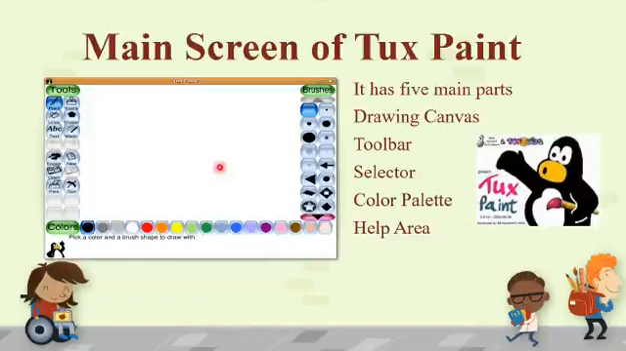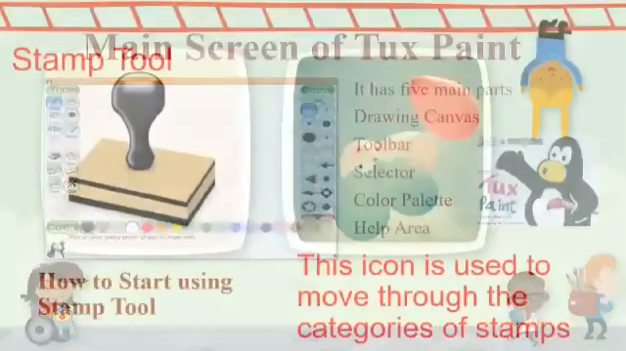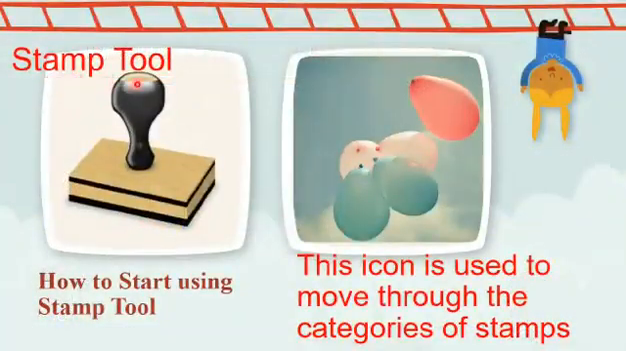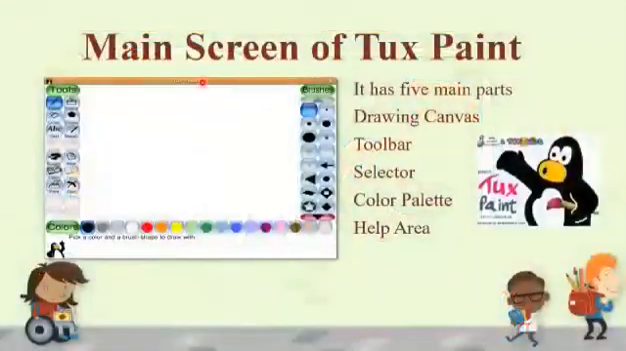Now we are going to study this particular icon. This is stamp. This is the thing which we did not study in class 3. This is a stamp tool. I showed it to you in the last slide. This stamp tool, we did not use in our class 3.